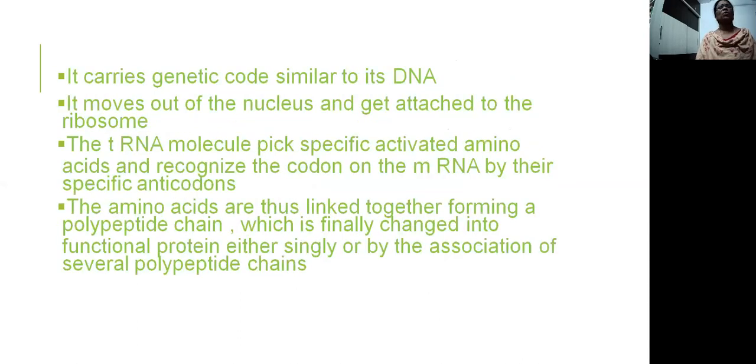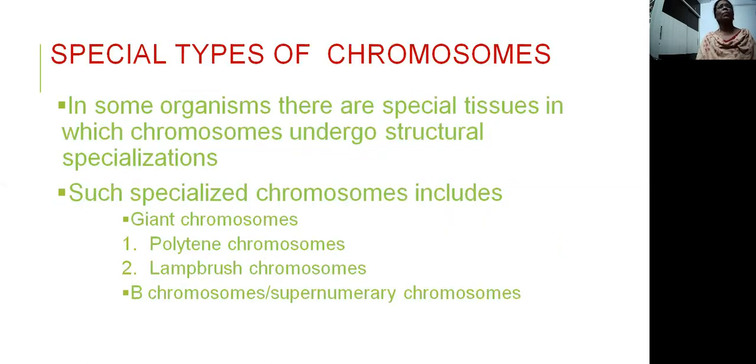It carries a genetic code similar to its DNA, and it moves out of the nucleus and gets attached to the ribosome during protein synthesis. The tRNA molecule, which is a transfer RNA, carries the activated amino acids from the cytoplasm, and they carry these amino acids and translate the triplet codes present in the mRNA. So these amino acids are thus linked together with the help of peptide bonds to form a polypeptide chain, and finally it comes out as a protein molecule.